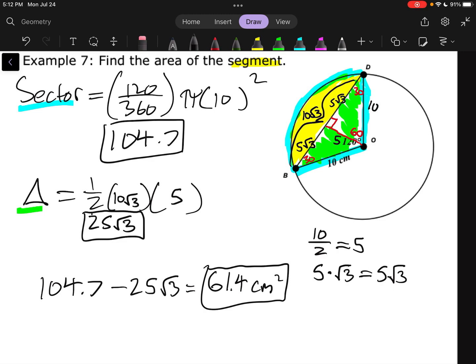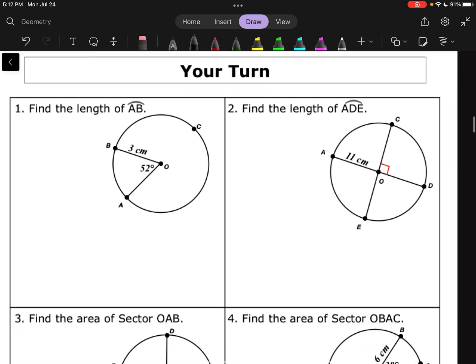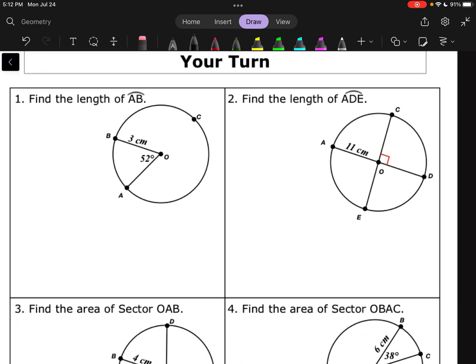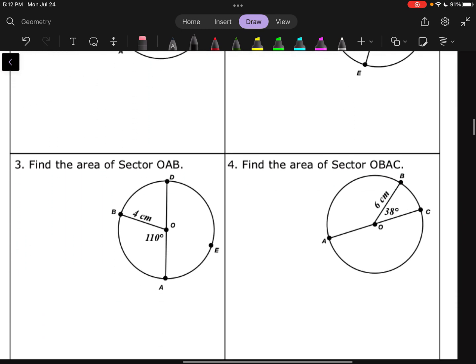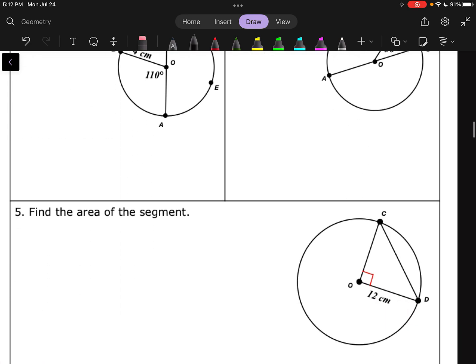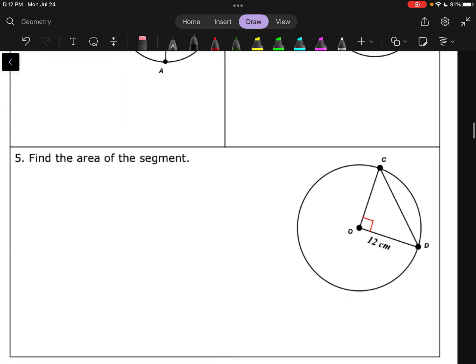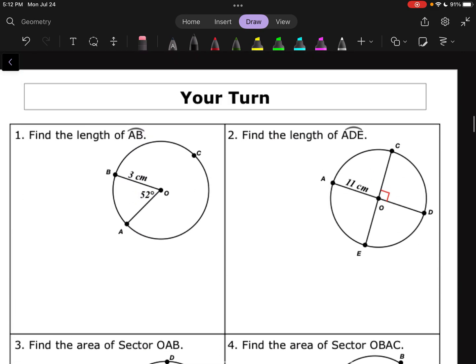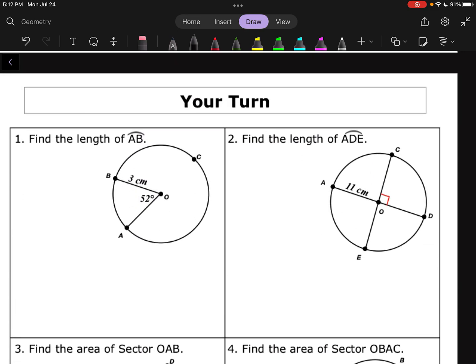Cool. All right, your turn to shine here. You've got 2 arc length questions, 2 sector area questions, and 1 segment area question. It's a nice one though. It's not the 120 degree angle one this time. So give those a shot and then come back to see how you did.